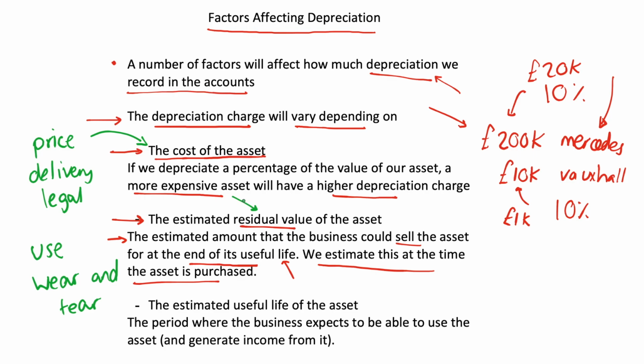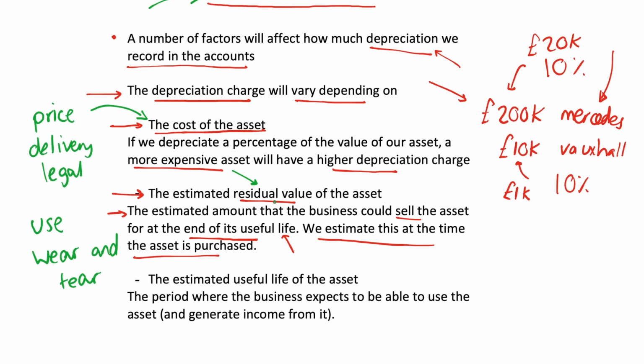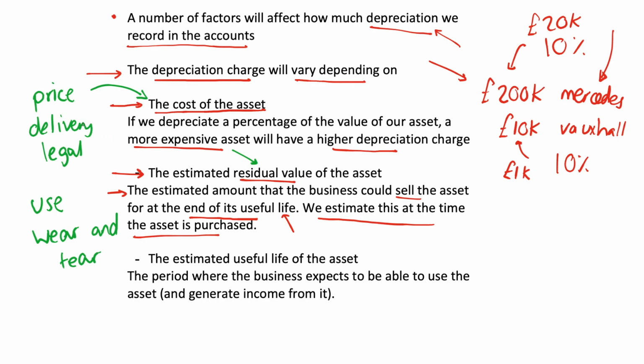And so if we can only sell the asset for a little amount in the future, well, this is going to mean we're going to charge more depreciation to this asset because it's quickly reducing in value. So we need to quickly depreciate it with a high depreciation charge, of course.